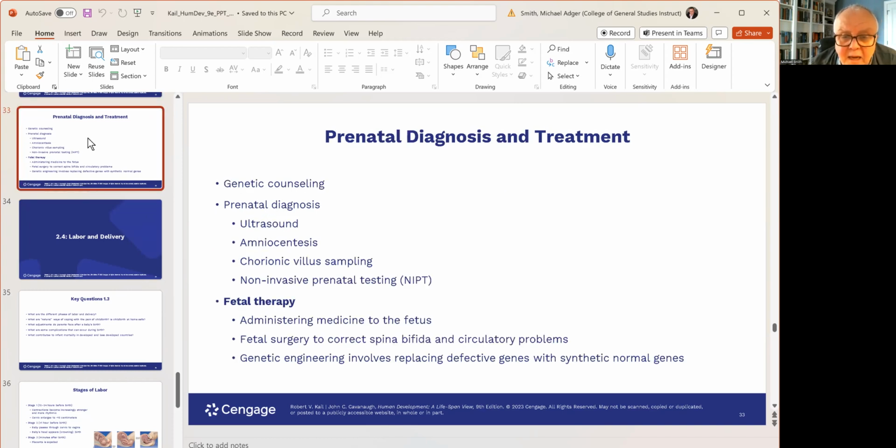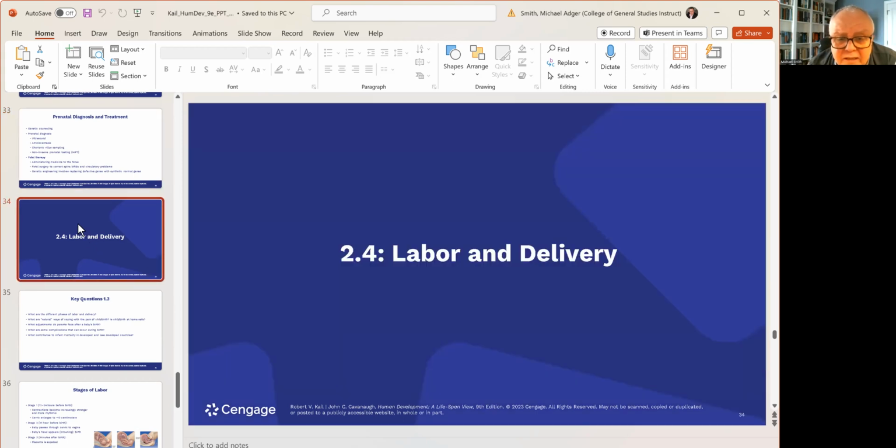Prenatal diagnosis and treatment. There's all kinds of genetic counseling available, all kinds of diagnosis that we have now, and fetal therapy. So it's really important that a mother goes to her appointments and does the prenatal screenings and all those things, because a lot of things can be prevented.